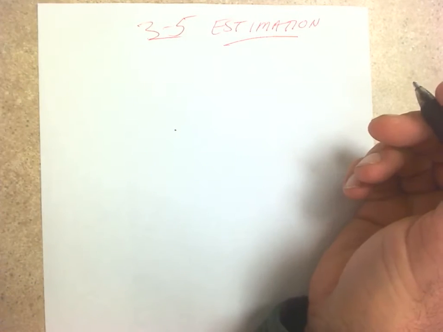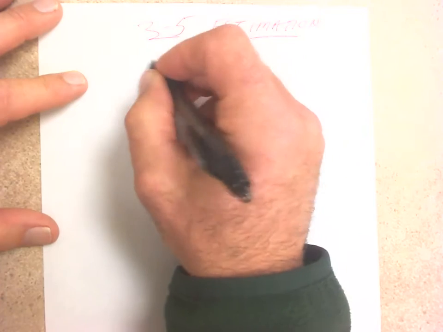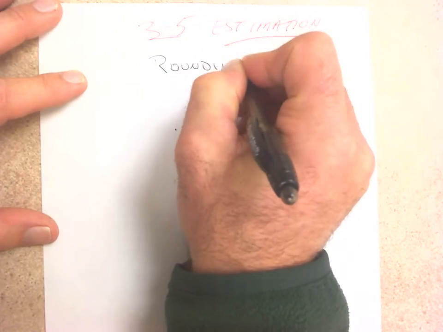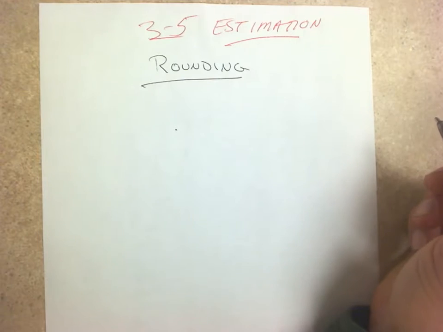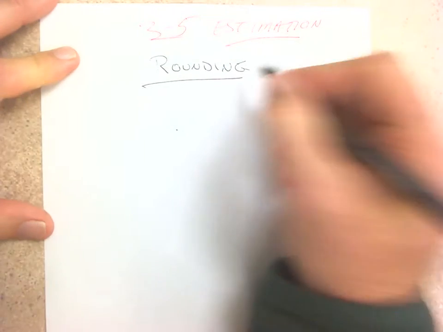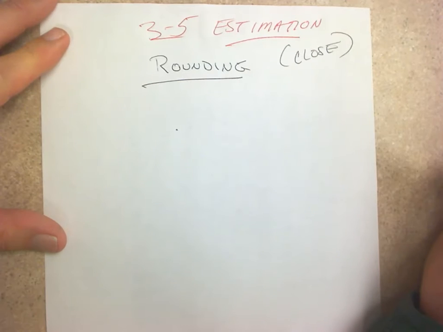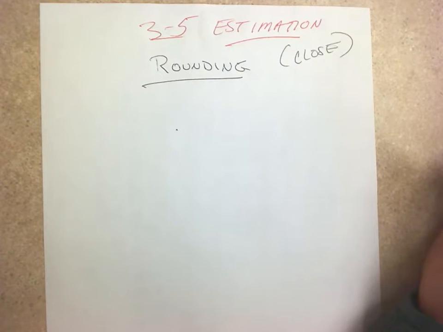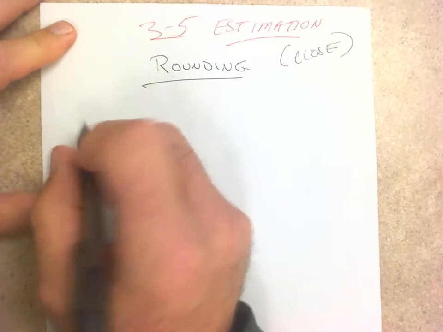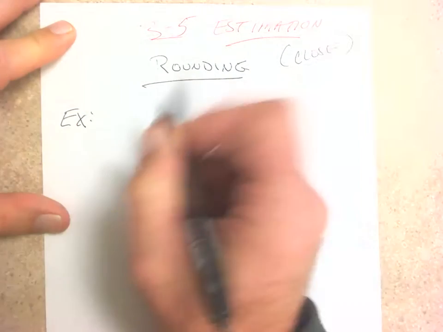Okay, so today we started talking about estimation, and the big thing we talked about in class today was rounding. All right, it plays a significant part when we get to estimate. Remember, we are just trying to be close. Okay, no exact answers. So we looked at two different examples today in class.